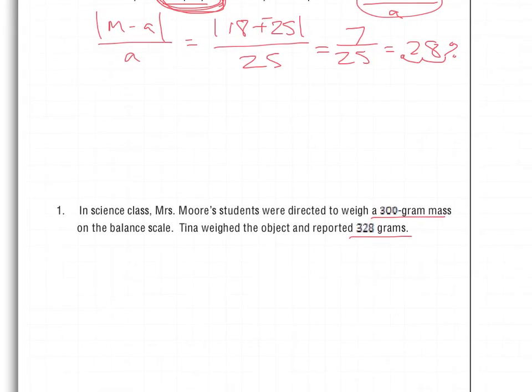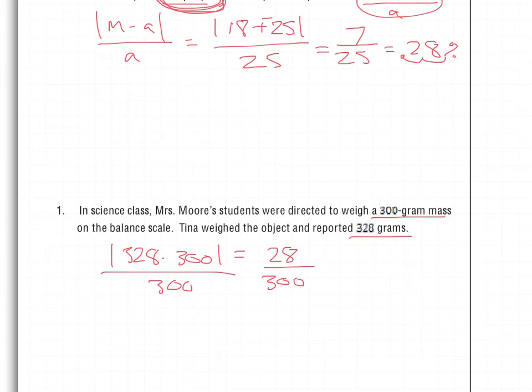Make sure that you've paused the video and you've finished it up first. But when we look at this, our measurement was 328. The actual is 300, meaning they were off by 28. And the actual was 300.